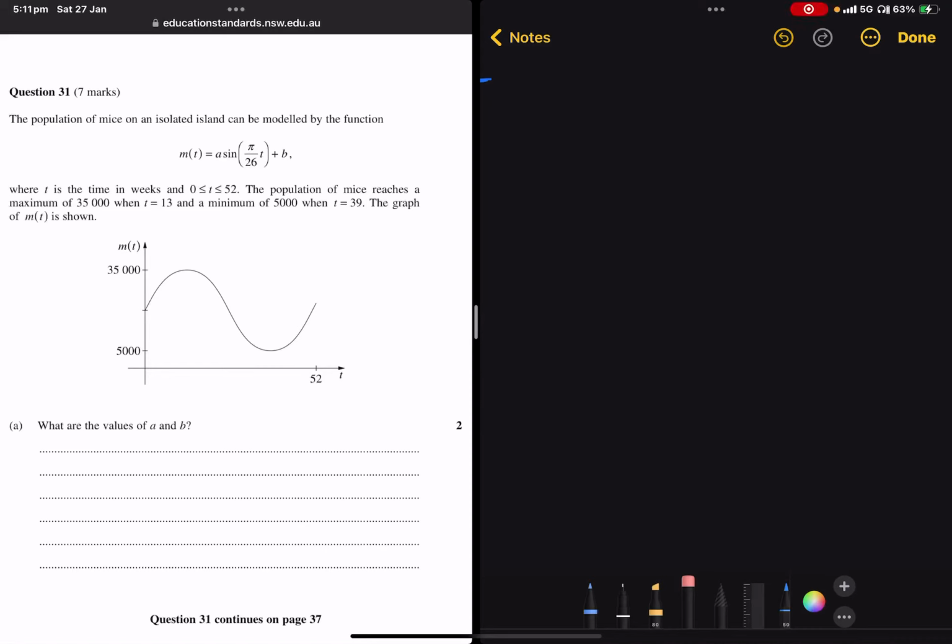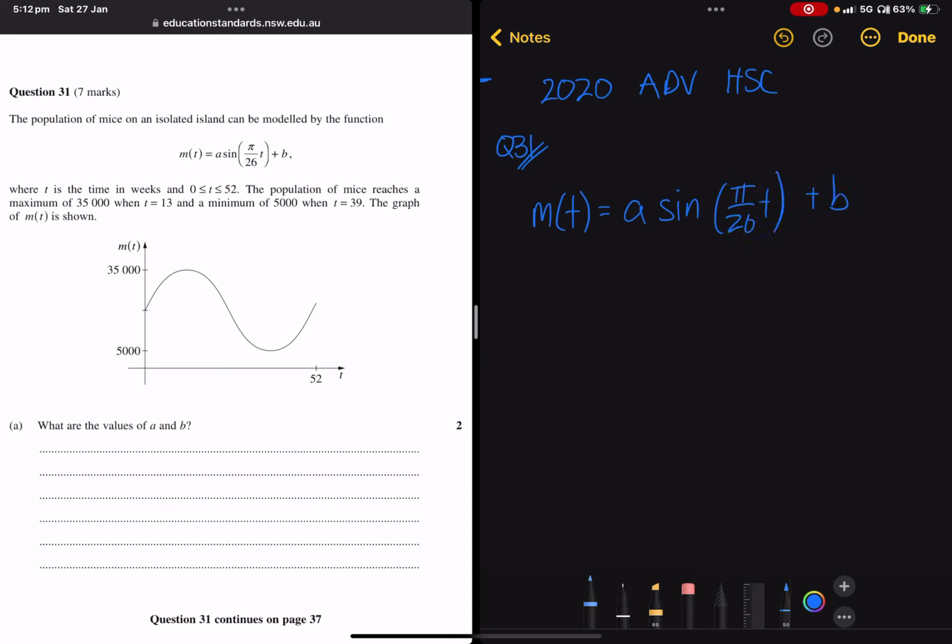So now we're going to have a look at another question from the 2020 Advanced Maths HSC. This is the last question in the paper, question 31. The population of mice on an isolated island can be modeled as the following function. We're told m, mice as a function of time, is a times sine of pi on 26 times time plus b. Find a and b.